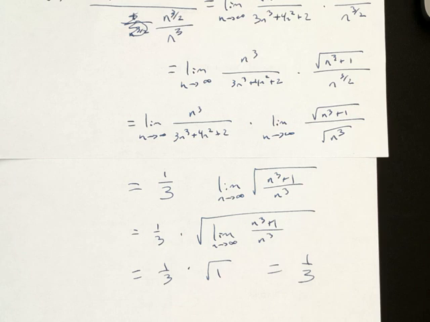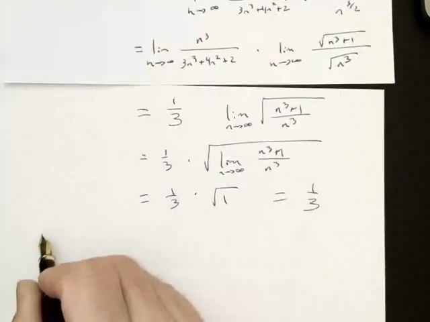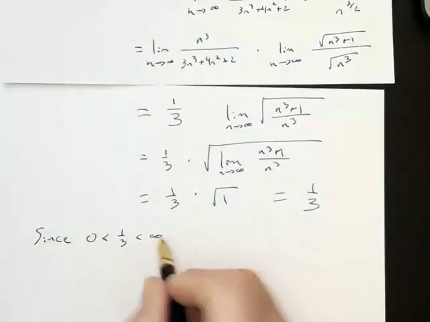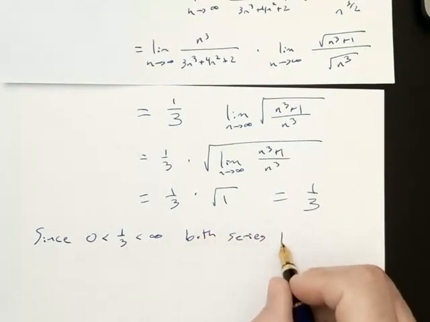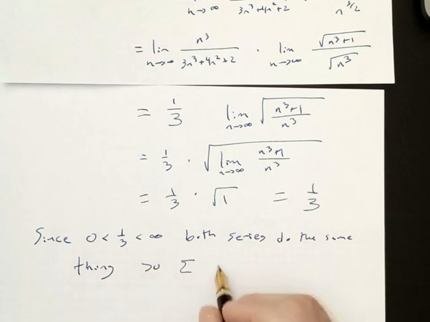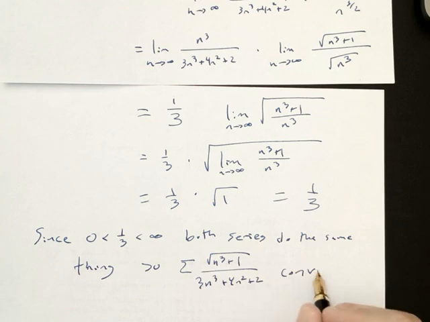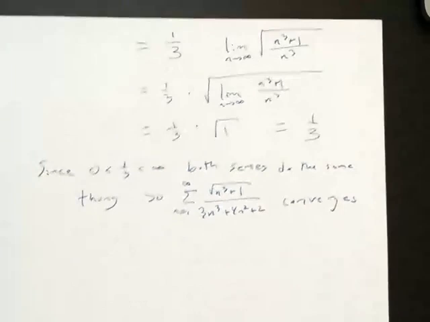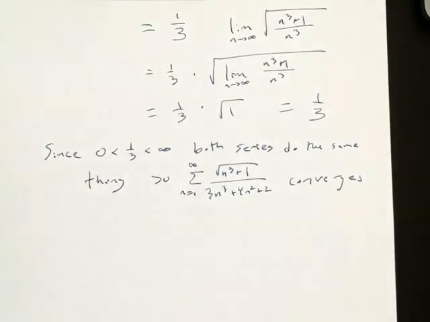Okay, I have now finished doing the test. What is the result of my test? Exactly. 1/3 is a number between 0 and infinity, not including 0, not including infinity. Both series behave the same, which means both series converge. And since I knew the p-series converged, I now know that the other series, the one I wanted to know about, also converges.